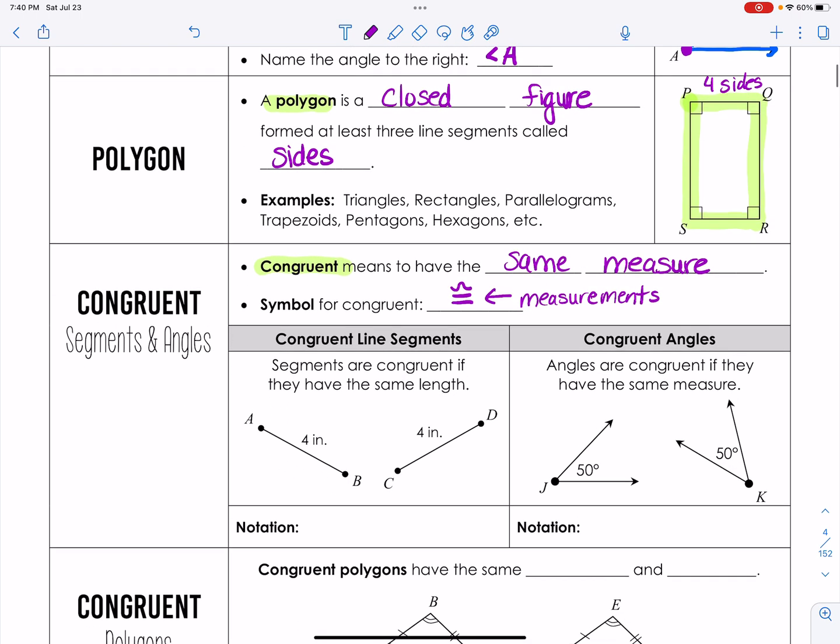Okay, so congruent line segments, if you look here, both line segments are 4 inches. So you could say AB, and remember you put the line at the top, is congruent to CD. You put the line at the top saying that those are segments. If you look at the next one, angle J and angle K are the same measurements. So you're going to say angle J is congruent to angle K. And again, if you accidentally put equals sometimes and forget the congruent sign, I am not going to freak out on you, but I just want you to know that it is going to be expected as you get older.